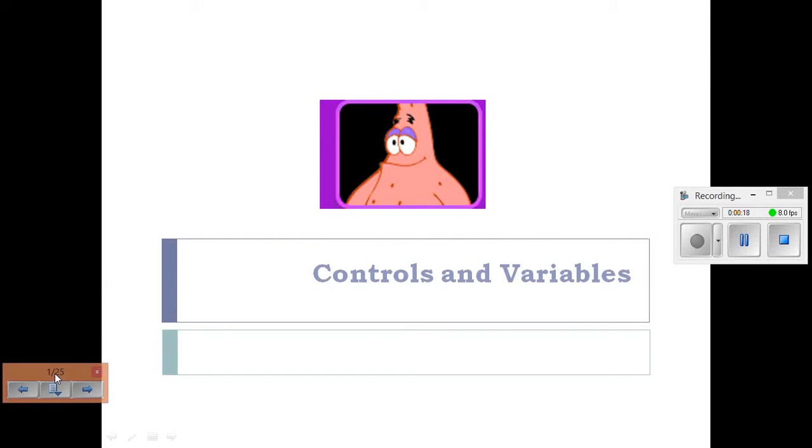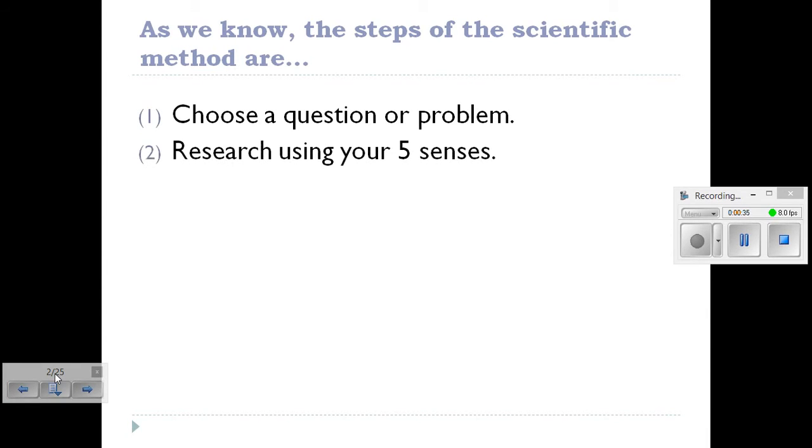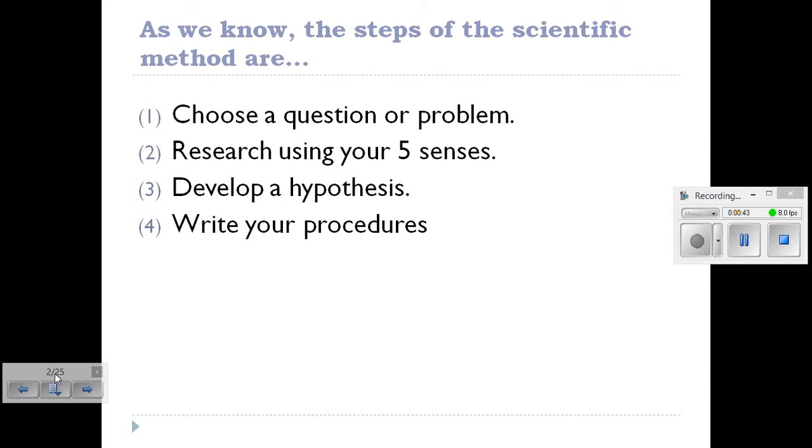Hello, and today I'm going to talk to you about controls and variables. As we know, the steps of the scientific method are as following. You choose a question or a problem. You research them using your 5 senses. You develop a hypothesis. You write out your procedures.